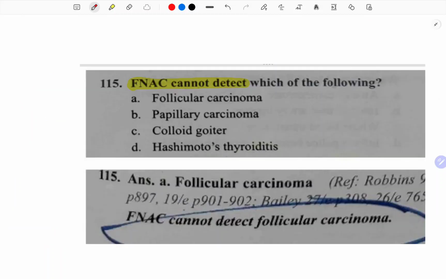Now next question: FNAC cannot detect, see, repeat question. So this was asked around 2014 and 15 and now it repeated recently. So the answer would be follicular carcinoma.